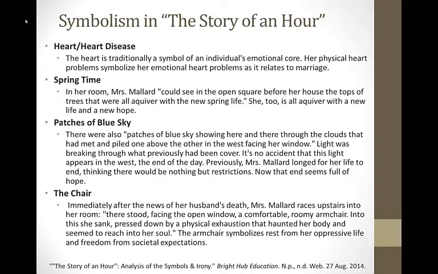So she goes and sits in this chair immediately after finding out her husband has died. And while in that moment she is still upset, her husband's death is a release from those expectations for her. And even before she realizes it, that chair also becomes a rest for her. And so the chair is symbolic of that escape from societal expectations.